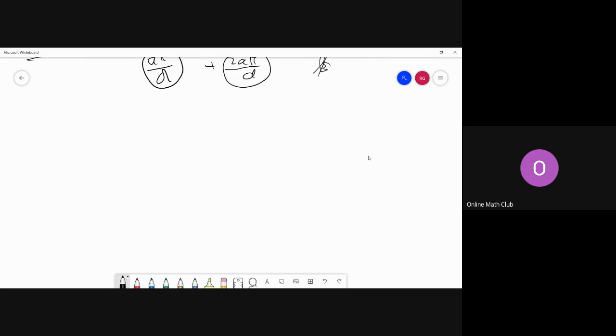So look at it this way. You are summing cos of 2a pi by d, correct?